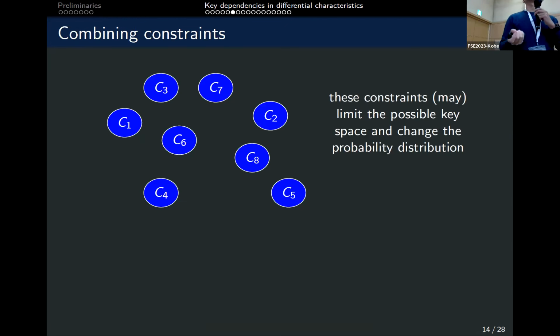So once we have identified all the constraints via an algorithm and everything, the next thing is that we want to actually compute how these constraints change the key space as well as the probability distribution. So ideally, what we want to do is take all these constraints and evaluate them in one go. But usually, when the characteristic is long, we have a lot of constraints, and it's really hard to actually evaluate them all together. So what we have to do is break them into groups and ideally hope that these groups are independent of each other and we can compute the probability individually.